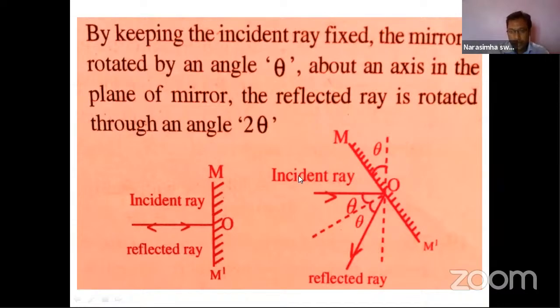So what we have done here is deflect the mirror by an angle theta, and then the reflected ray makes an angle 2 theta. Initially, there was no angle between the incident ray and the reflected ray. But the moment the mirror is deflected by a small angle theta, the angle of reflection will be doubled. That is the meaning. On this regard, we do one problem.